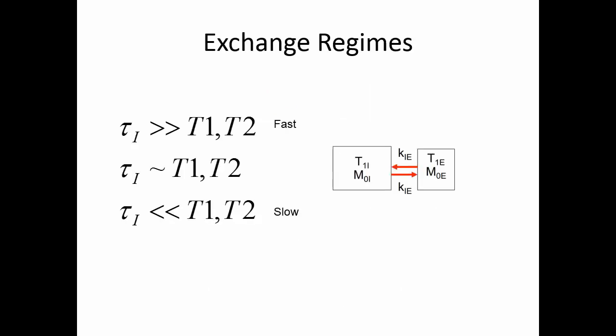This is another mistake that I made. It should be slow here, fast here. This is what we call the exchange regime. If the residence time is much larger than your T1 or T2 relaxation, your water molecule will stay in its pool, and therefore you have a separation there. If, however, you have a fast exchange, which means that the residence time is very, very short, then before relaxing, the spin will go to the other pool.